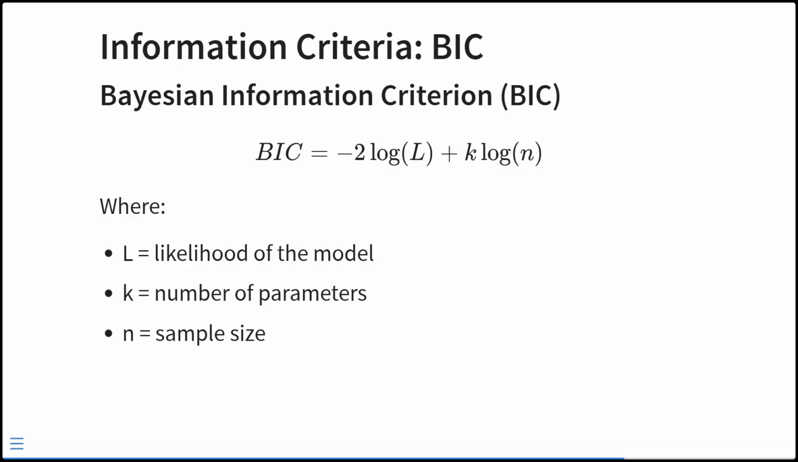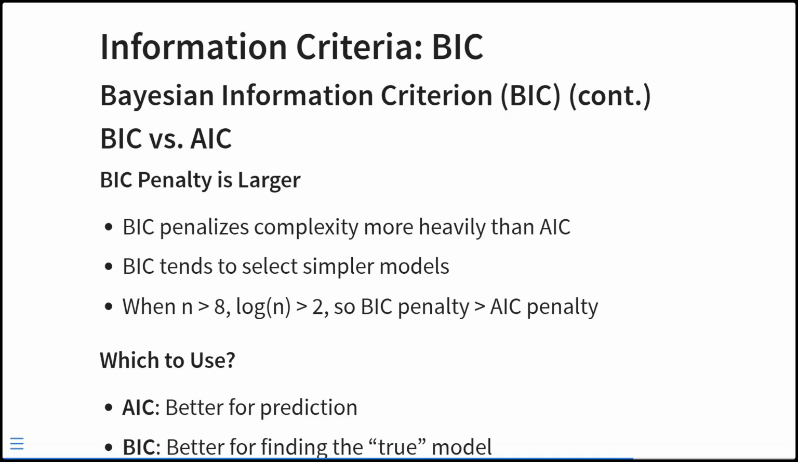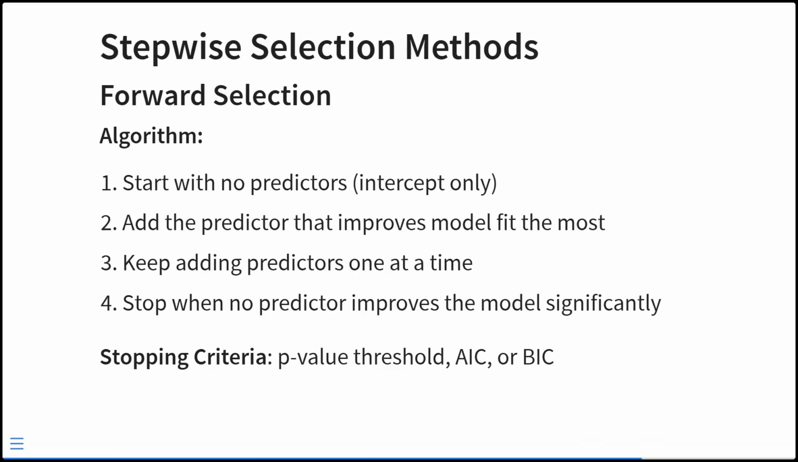We also have the BIC. This is also the formula. We have the likelihood of the model, the number of parameters, and also the sample size. For the BIC too, the smaller one is usually the better model, but its penalty is larger and it penalizes complexity more heavily than the AIC. The BIC is the Bayesian information criterion, and it tends to select simpler models. When n is greater than 8, log n is greater than 2, so the BIC penalty is greater than the AIC penalty. So which to use? Use the AIC for better prediction and use the BIC for finding the true model.